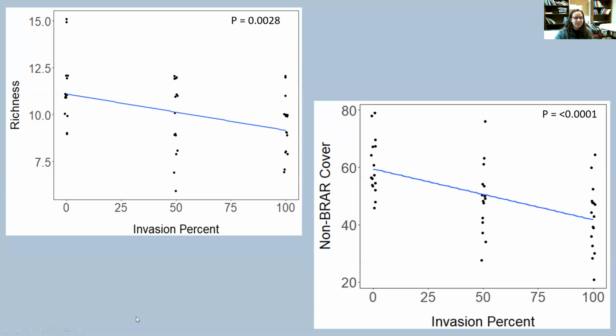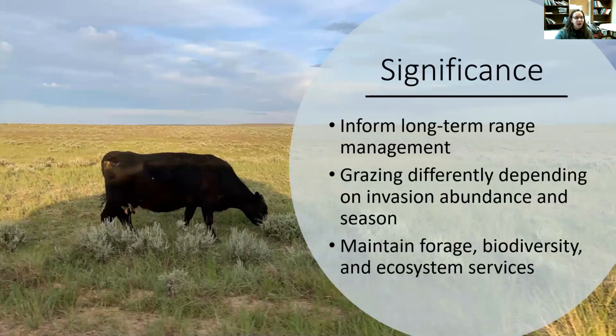And while this is not particularly surprising, this drop in native species is of concern for the forage or food that is available for our livestock, which is important because livestock typically prefer the nutrition associated with native plant species. While this project is still in progress, it can already help us inform land managers and stakeholders on how best to manage their range long term.